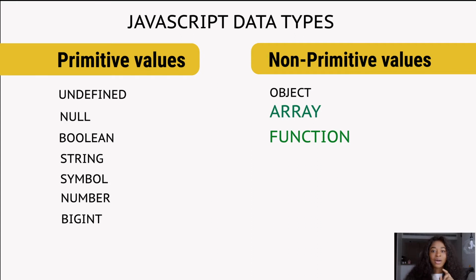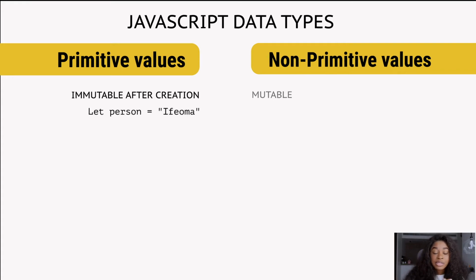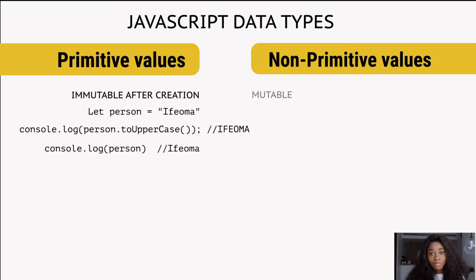Let me talk a bit about the difference between primitives and non-primitives. Primitive values are immutable after creation, while non-primitive values are mutable. I'll try to explain that. For example, if I assign a string value to the variable person and I decide to directly alter that value, I won't be able to do that. It will only make a copy and alter the copied value. So if I log what the variable person still holds, it will give me the original value.